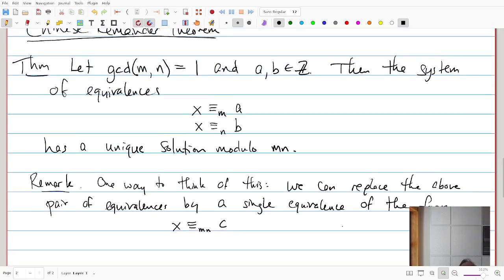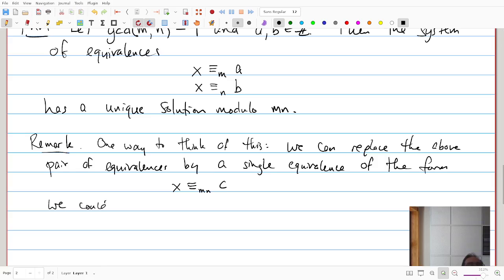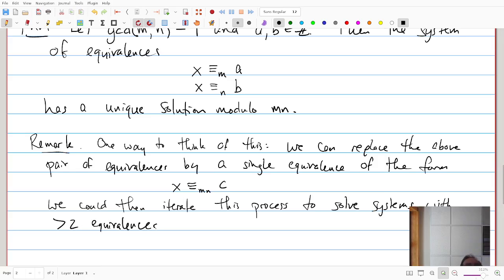But that means, because you might wonder, what if I have three equivalences and I want to solve all of them at the same time? Well, this theorem is enough to be able to do that, because we could then iterate this process to solve systems with more than two equivalences, as long as all the moduli, I guess is the word, as long as none of them share any common factors at all. You can just say, let's take the first two. This theorem tells me I can squish those down into a single equivalence, and then I can take that one and the next one and squish those into a single one.